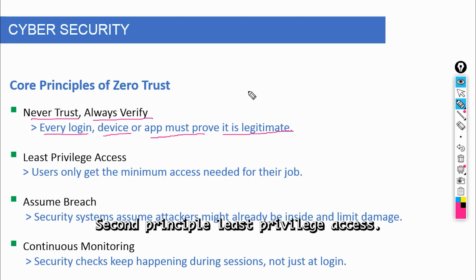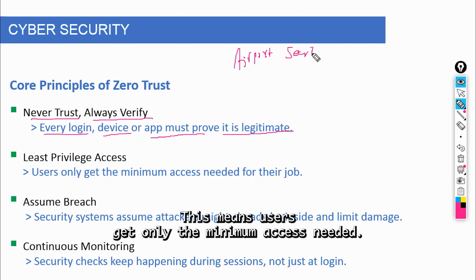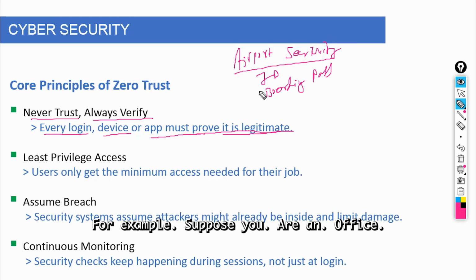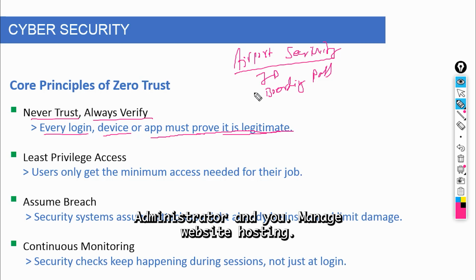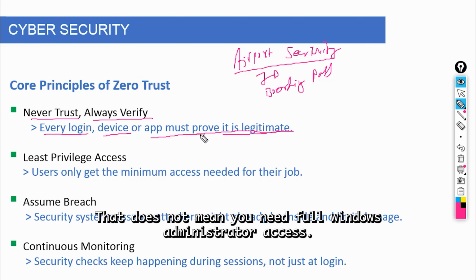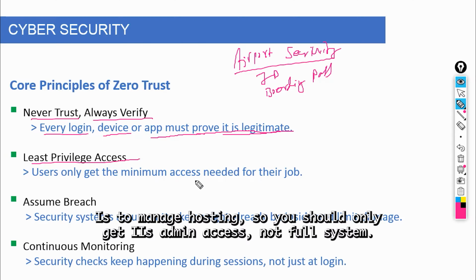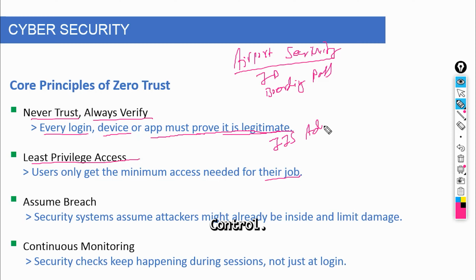Second principle: least privilege access. This means users get only the minimum access needed to do their job. For example, suppose you are an IIS administrator and you manage website hosting. That does not mean you need full Windows administrator access. Your job is to manage hosting, so you should only get IIS admin access, not full system control.